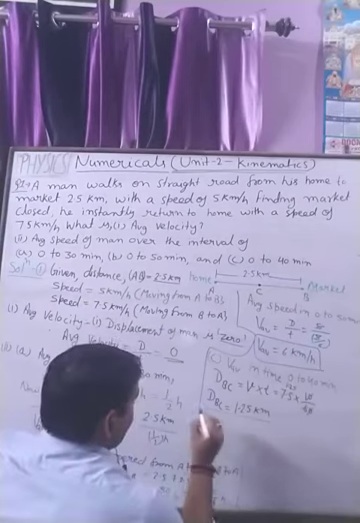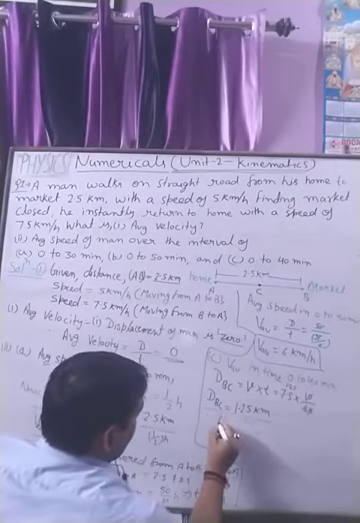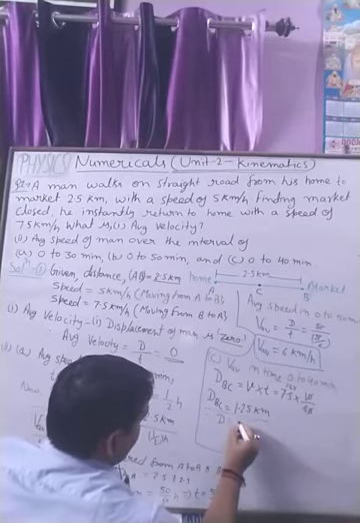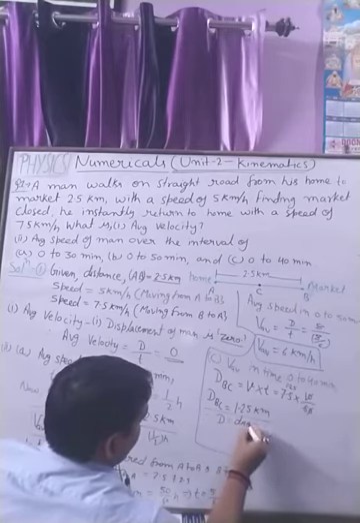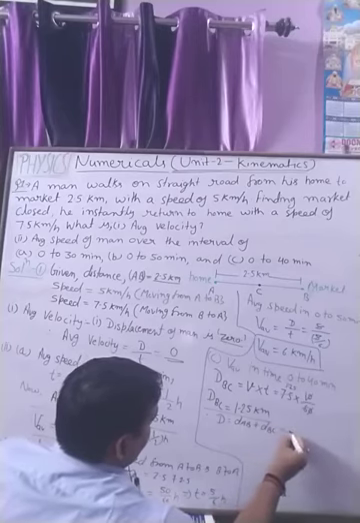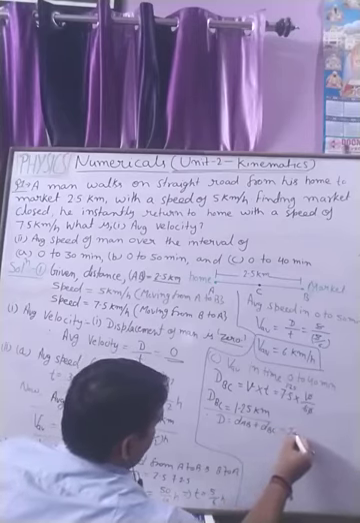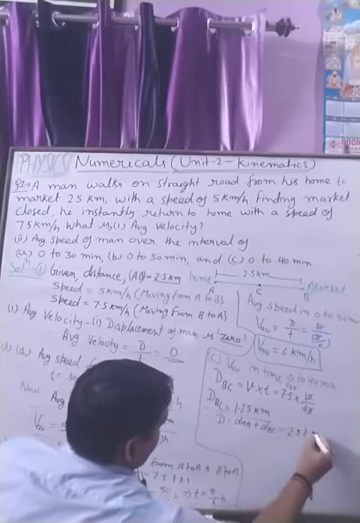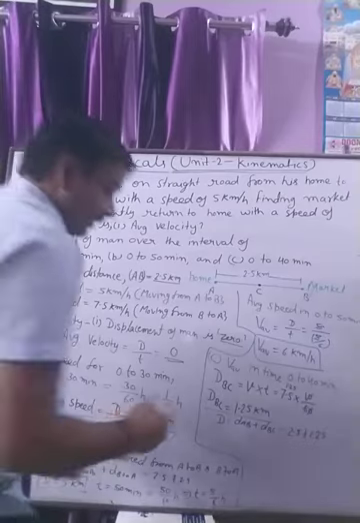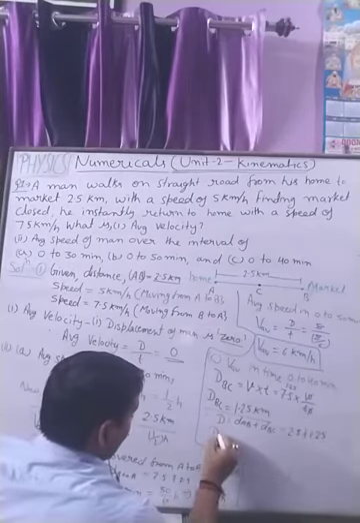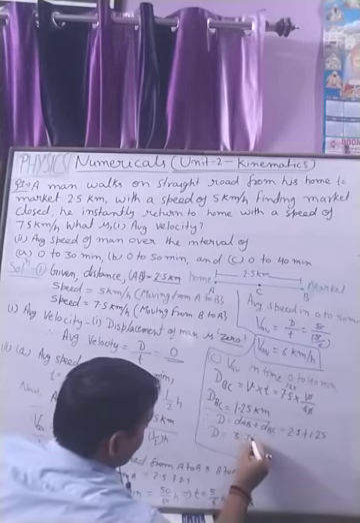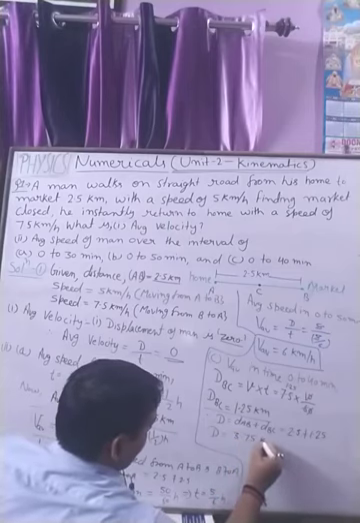Therefore, total distance is D of AB plus D of B to C is 2.5 plus 1.25. Clear? Therefore, we can find that the distance is 3.75 kilometer.